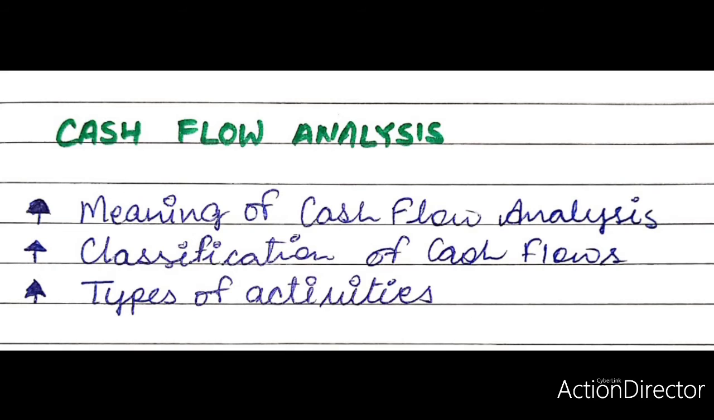cash receipts from royalties, fees, commissions and other revenue, cash payments to suppliers of goods and services, cash payments to and on behalf of employees, cash receipts and cash payments of an insurance enterprise for premiums and claims, annuities and other policy benefits, cash payments or refunds of income taxes unless they can be specifically identified with financing and investing activities, and cash receipts and payments relating to future contracts, forward contracts, option contracts and swap contracts when the contracts are held for dealing or trading purposes.